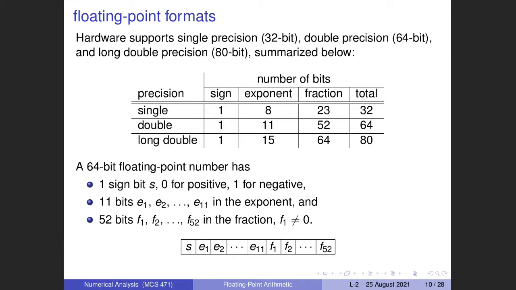So the compact representation is a sequence of 64 bits. And here you see the convention. The sign bit is 1 if you have a negative number. We then have the bits in the exponent, and then the bits in the fraction. I mentioned normalization. What does normalization exactly mean? Normalization means that the leading bit is different from 0.